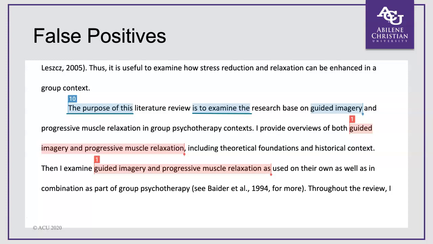The next highlighted phrase, "Guided imagery and progressive muscle relaxation." This is a technical phrase or a name for a particular type of procedure that, if paraphrased, would lose its meaning. These highlights are not plagiarism. Turnitin is just showing us that these are similar phrases found in other sources, and it's okay to disregard them in both of these cases.